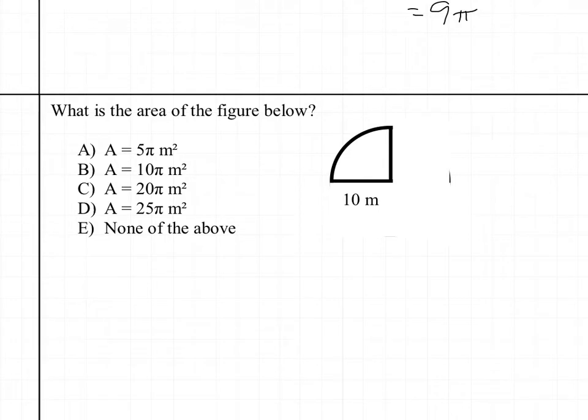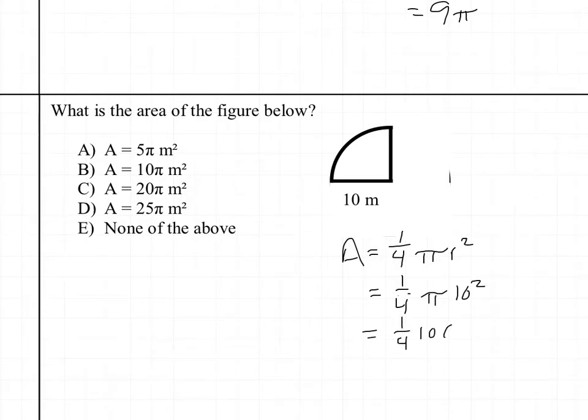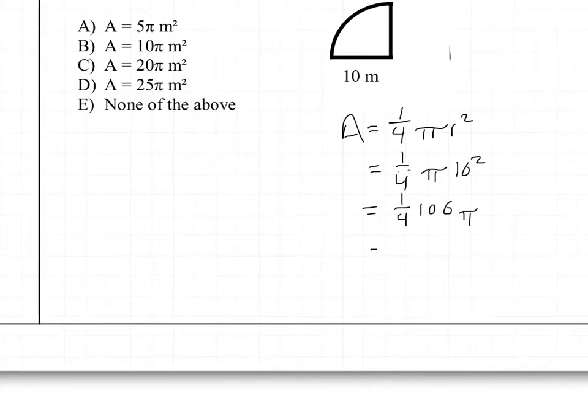And finally, what is the area of this figure below? We can see here that this is a quarter circle, so pi r squared would be the full circle, so we're looking for 1/4 of the circle. That's going to be 1/4 of pi times 10 squared, or 1/4 of 100 pi, which would be equal to 25 pi.